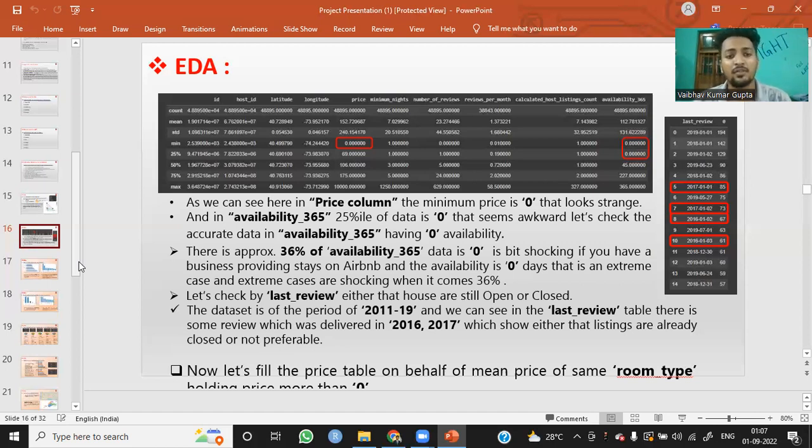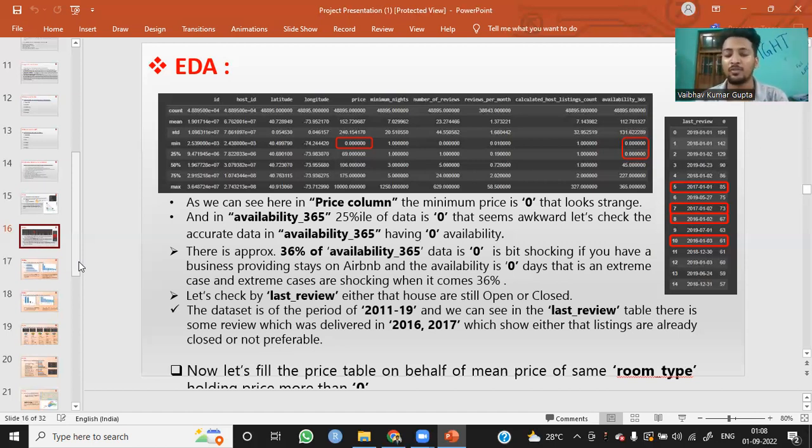Next, we can see that availability 365 also has a minimum of 0, and the 25th percentile of the data is also 0, which is pretty shocking. When I checked what percentage of data has availability 365 as 0, it was about 36%. So I wanted to dig deeper into the possible reason for this.